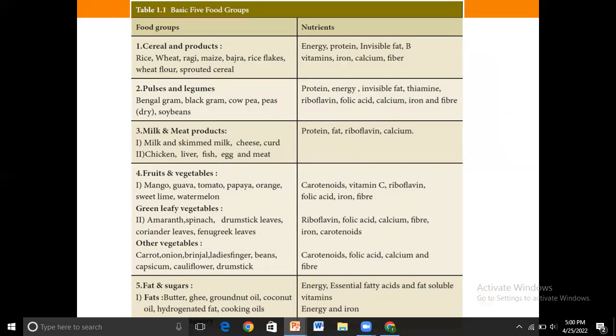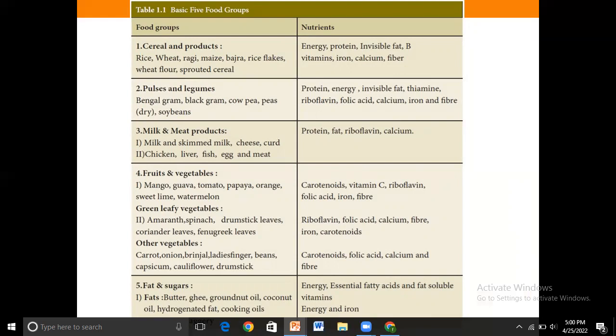The next group is pulses and legumes. That is beans and peas, Bengal gram, black gram, cowpea, the soya bean. All the dal varieties come under pulses and legumes. They provide mostly protein, then energy, some fat, thiamine or vitamin B1, riboflavin or vitamin B2, folic acid, calcium, iron, and fiber.